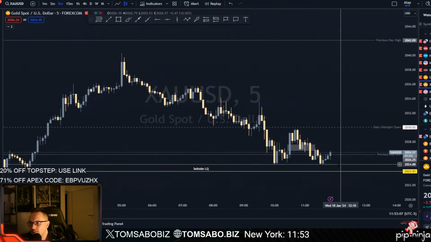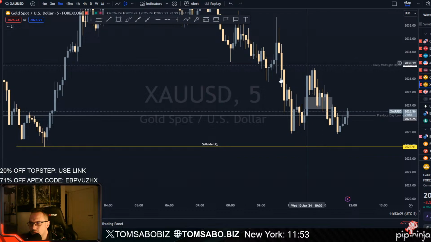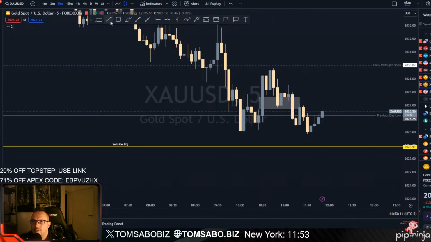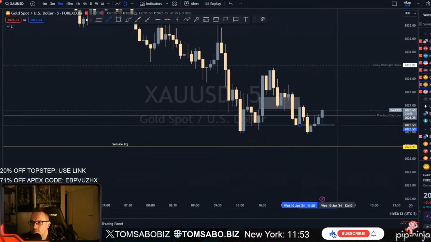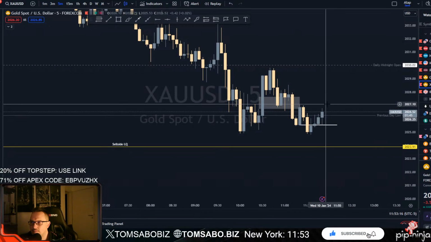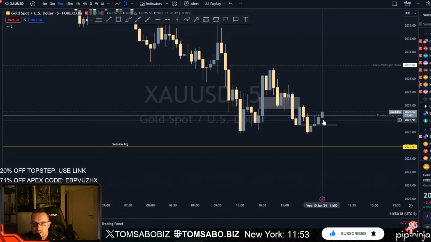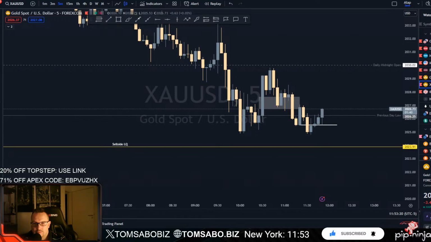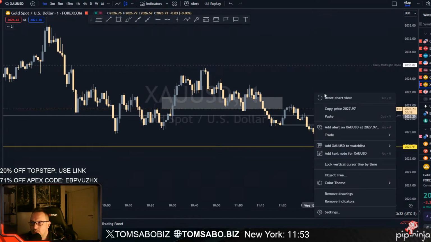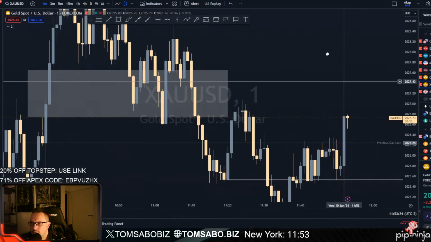Looking for order blocks. This is a bearish order block as well. This one. This here. Boom. Very short block, but seems like it might be breaking higher. 1 minute. Well, we can look at the 1 minute as well.